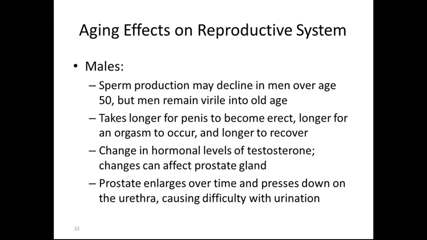Aging effects on the reproductive system for males. Sperm production may decline in men over the age of 50, but men remain virile into old age. It takes longer for the penis to become erect, longer for an orgasm to occur, and longer to recover. Changes in hormonal levels of testosterone can affect the prostate gland.